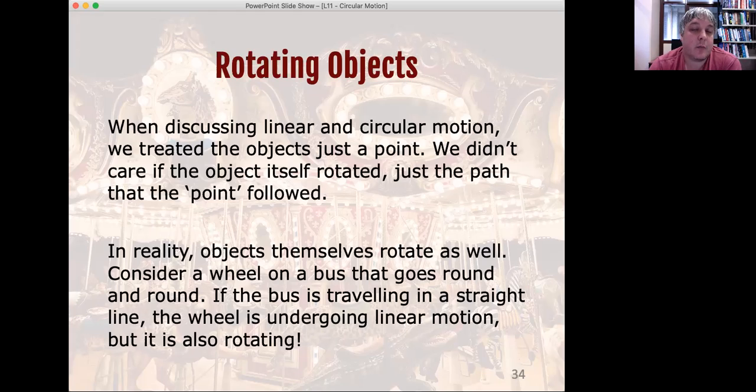But in reality, the objects themselves are rotating as well. Consider a wheel on a bus that goes round and round. If the bus is traveling in a straight line, the wheel is undergoing linear motion, but it's also rotating. You could represent the wheel just as a dot, and that dot would just move along the road at a constant velocity if the bus is going at a constant velocity. But in reality, that wheel is actually rotating as well. It's not just traveling along at a constant velocity.